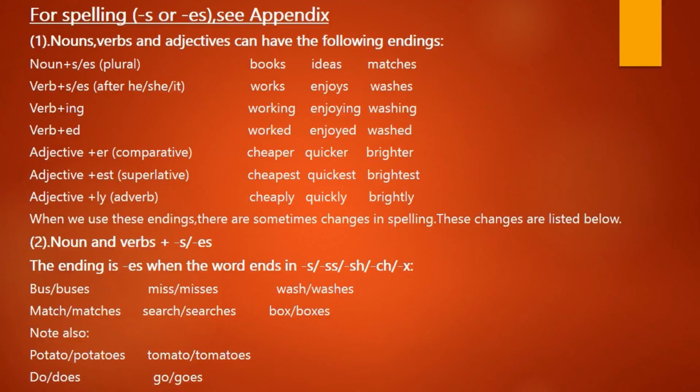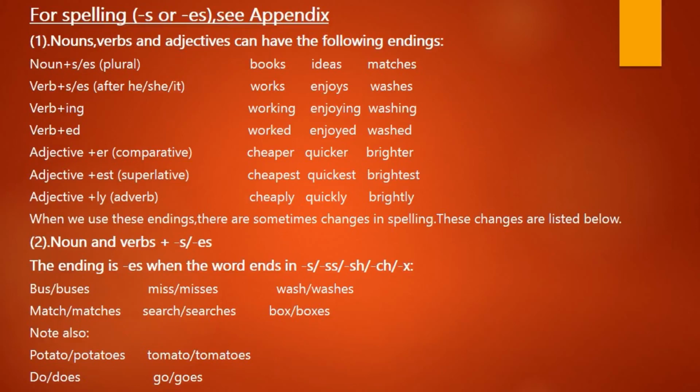Noun plus S or ES, plural. Example: books, ideas, matches. Verb plus S or ES after he, she, it. Example: works, enjoys, washes. Verb plus ing. Example: working, enjoying, washing. Verb plus ed. Example: worked, enjoyed, washed.